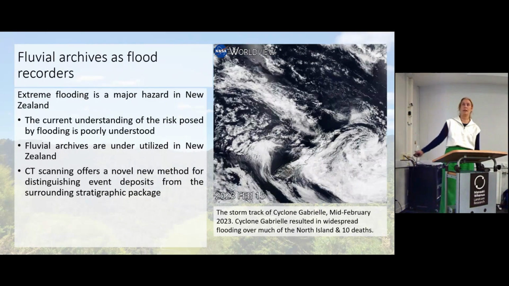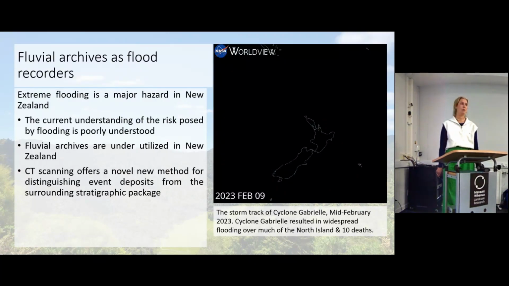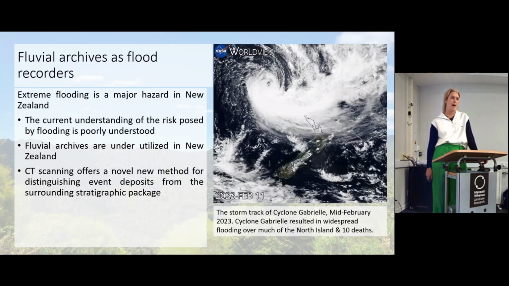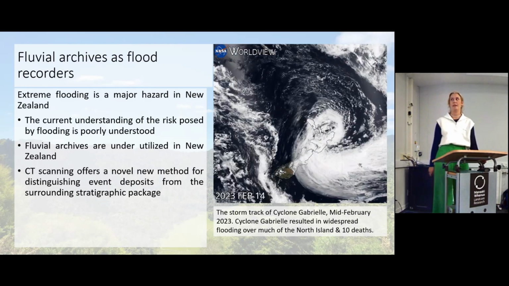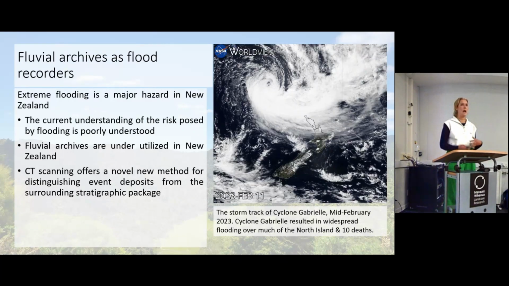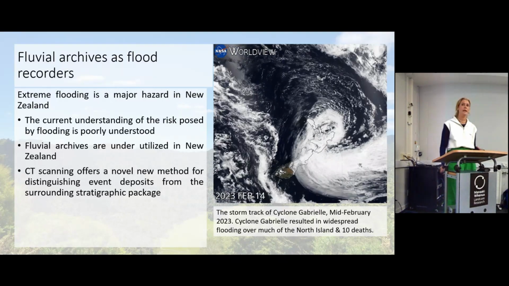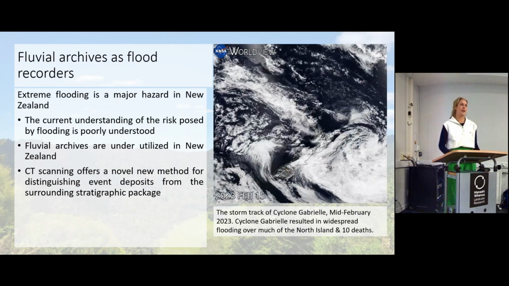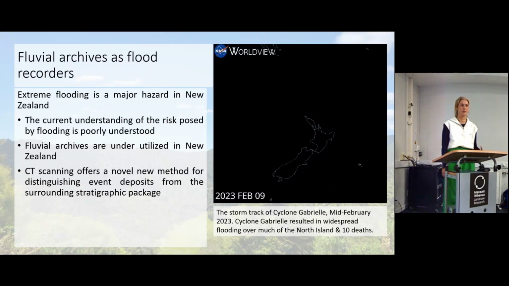And as Cyclone Gabrielle really emphasised, in New Zealand we have an extremely poor understanding of our past flood history. We don't have a great understanding of our flood frequency, and we have a particularly poor understanding of our range of flood magnitude. So what those high magnitude floods are in our catchments, and what that means for all of our infrastructure and all of the sort of erosion mitigation that we're trying to do.